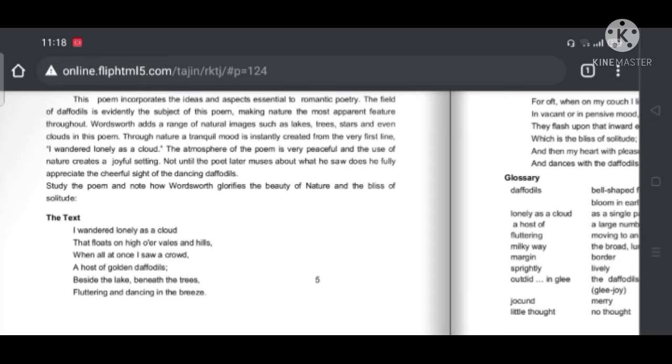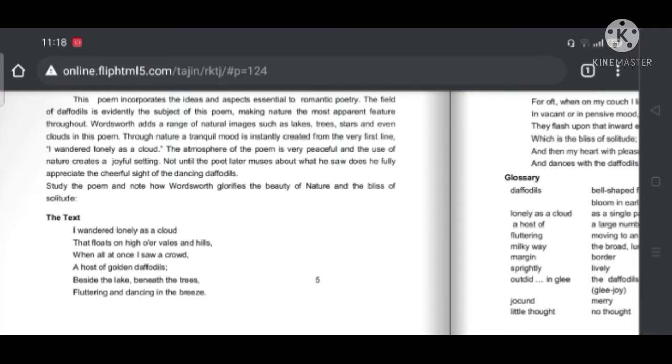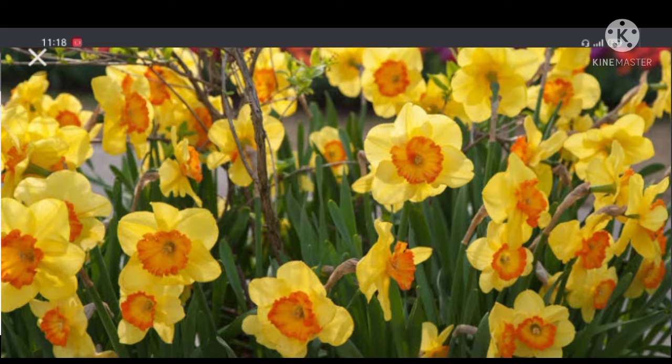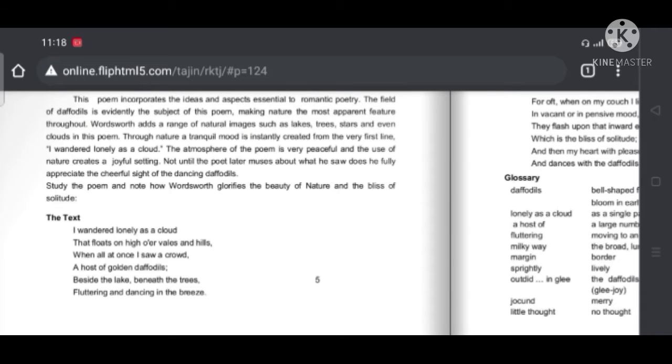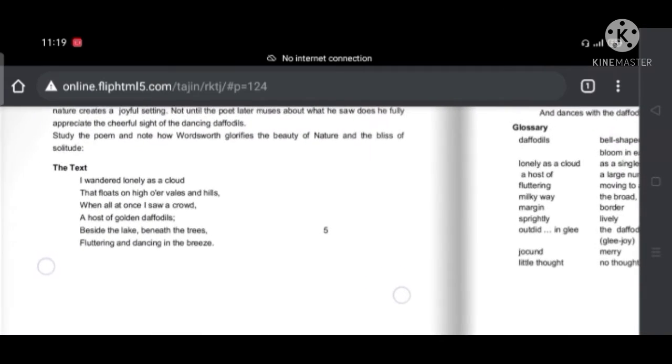When all at once I saw a crowd, a host of golden daffodils. So he sees a particular garden, that garden is full of daffodils. The poet spends some time there, and then he just recollects all the happy moments that are there in his life. Besides the lake, beneath the trees, fluttering and dancing in the breeze.